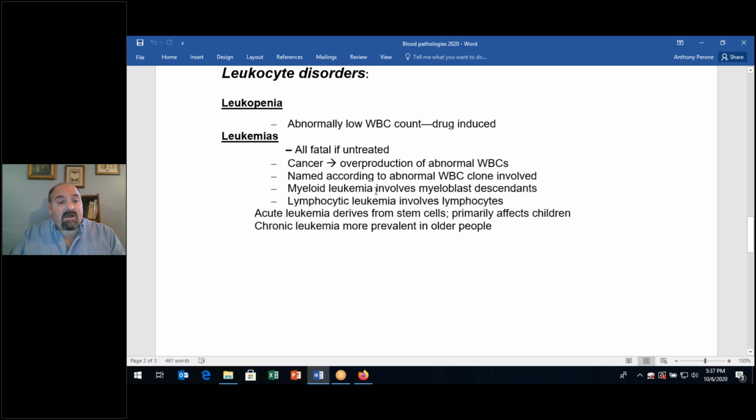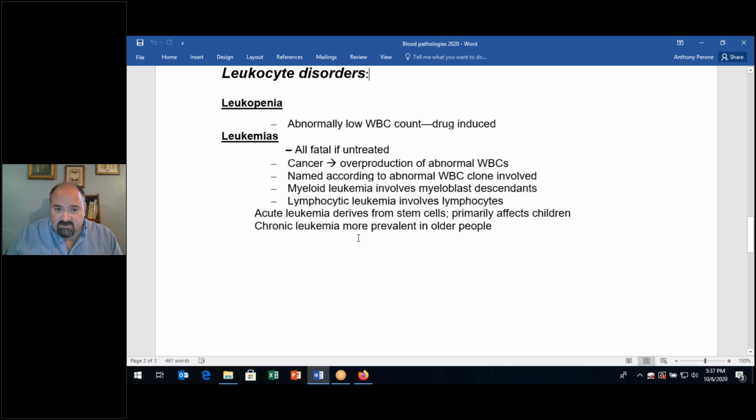Leukemias, we're talking about increased levels of white blood cells flowing through the body. All fatal if untreated, know that. So there are leukemias that are very slow acting and slow moving, but even though they are very slow moving and slow acting, they can still lead to the death of the patient if untreated.